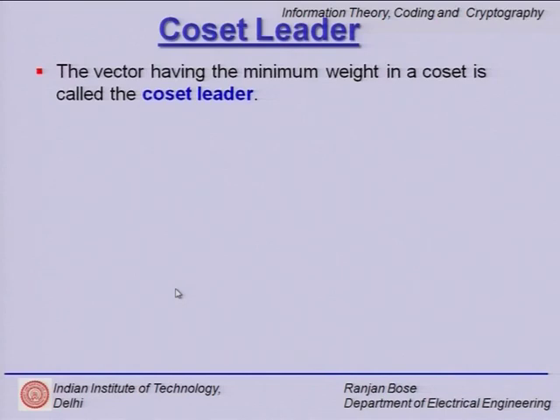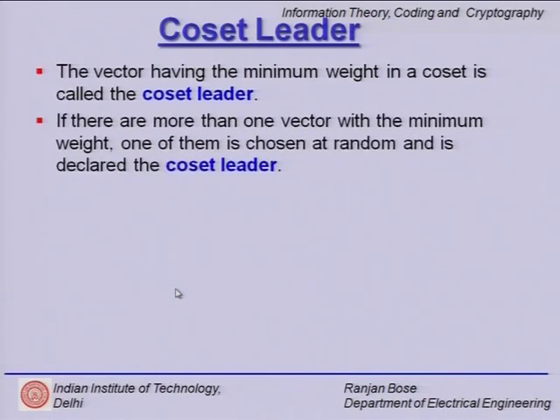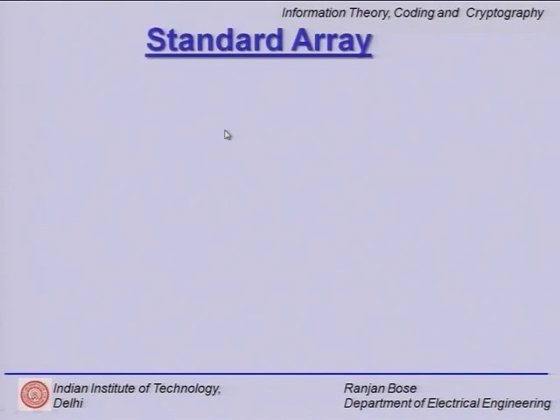We then defined the notion of a coset leader. What is a coset leader? It is a vector which has the minimum weight in a coset. It is called the coset leader. We will identify the error with that. If there is more than one vector with minimum weight, then one of them is chosen at random.